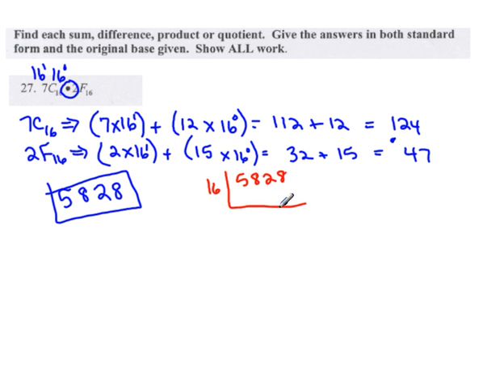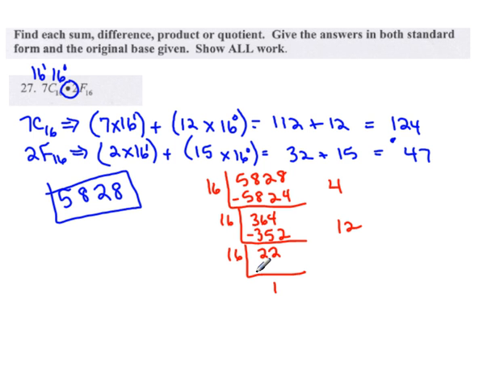So 16 into 5828 goes 364 times. 16 times 364 is 5,824 with a remainder of 4. Keep going. 16 into 364 goes 22 times. 16 times 22 is 352 with a remainder of 12. Keep going. 16 into 22 goes 1 time. 1 times 16 is 16 with a remainder of 6. And last time, 16 into 1 goes 0. 16 times 0 is 0, remainder 1.